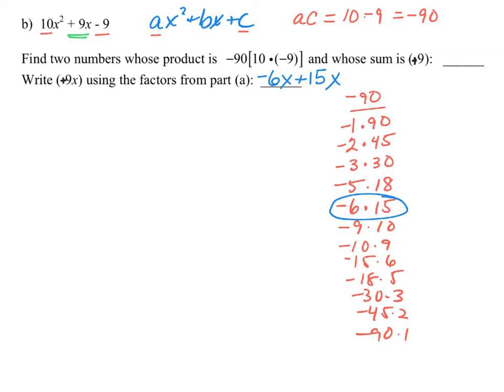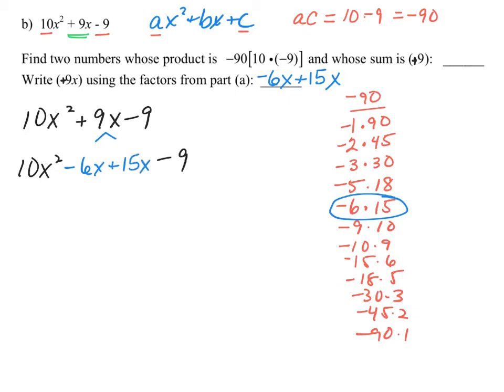In using the grouping method, we take our original trinomial, 10x squared plus 9x minus 9, and we split up that middle term. By using the AC method, we found that the middle term can be written as minus 6x plus 15x. So the first term, 10x squared, stays the same. The last term, minus 9, stays the same. But the middle term we write as minus 6x plus 15x. Now you could write it as plus 15x minus 6x, and you can still do the method of factoring by grouping.